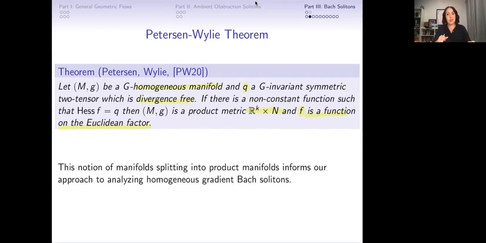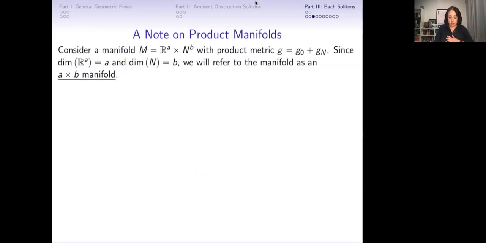We're going to really take a hands-on approach, but a quick note before I do that. We're going to consider a product manifold where we let M, our manifold, be split into R^A cross N^B with appropriate metrics on either. Since the dimension of R^A is A and the dimension of N is B, I'm just going to refer to this as an A by B manifold. So if I refer to a 2 by 2 manifold, that's a manifold of the form R^2 cross N^2. All of my manifolds M are going to be 4-manifolds total, so A plus B should equal 4, because the dimension of my manifold is 4.